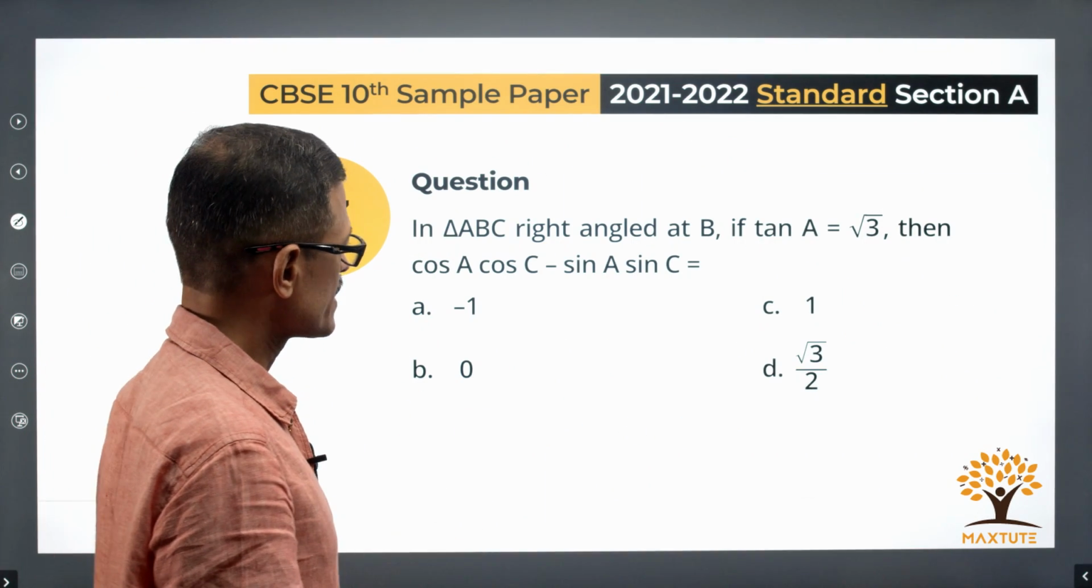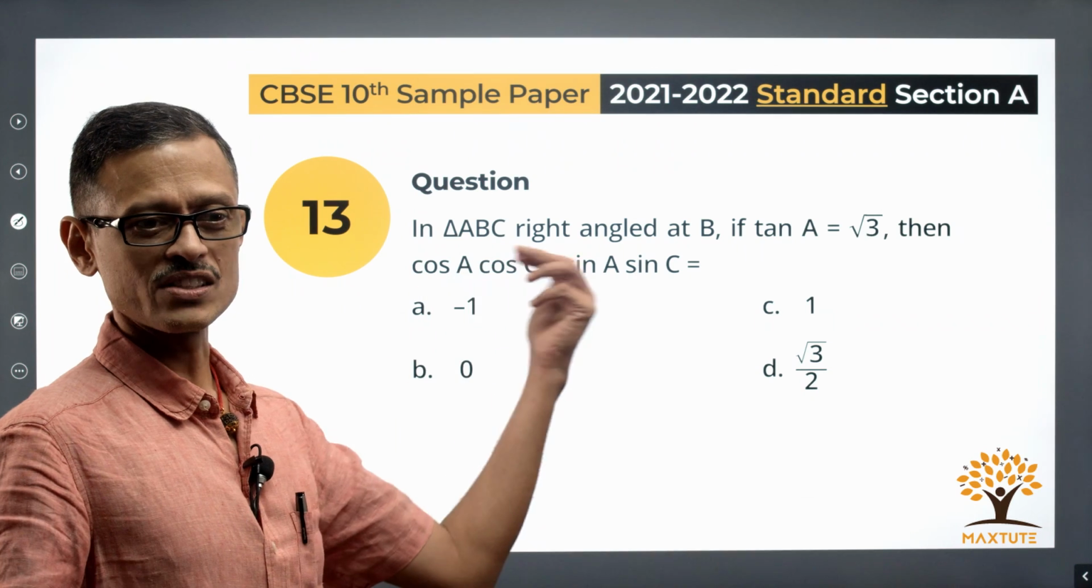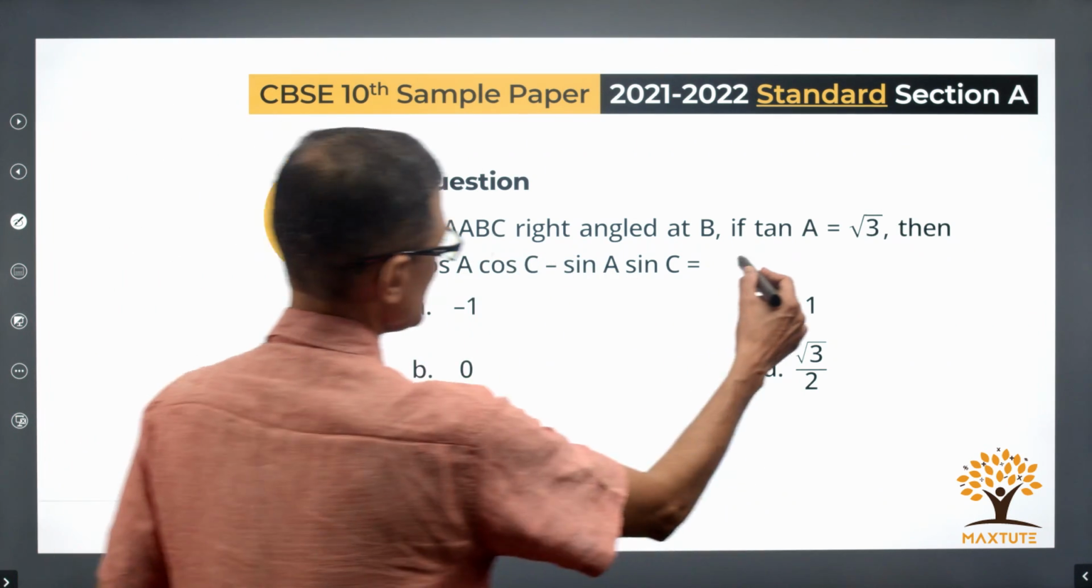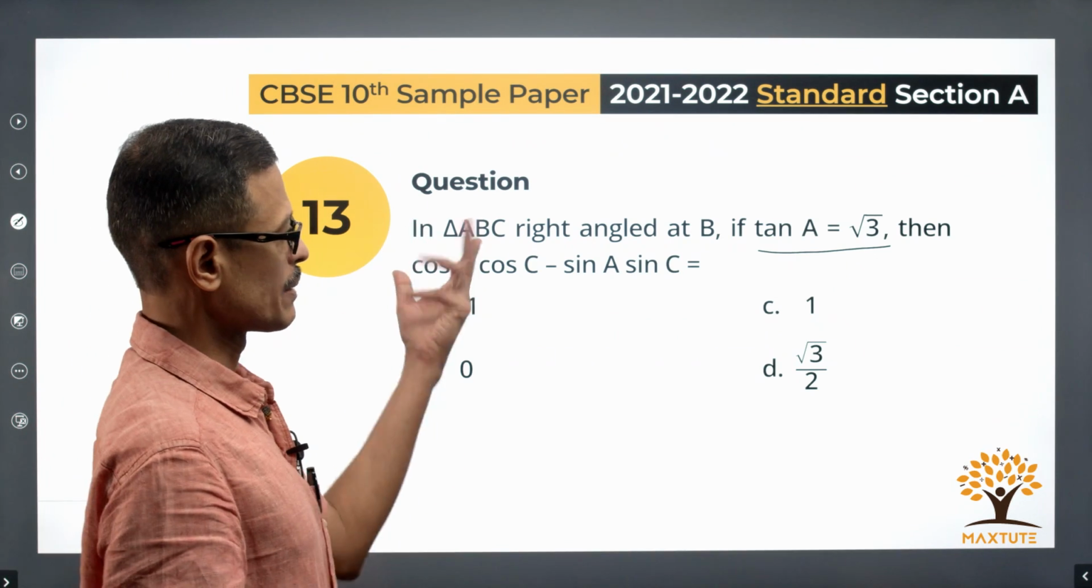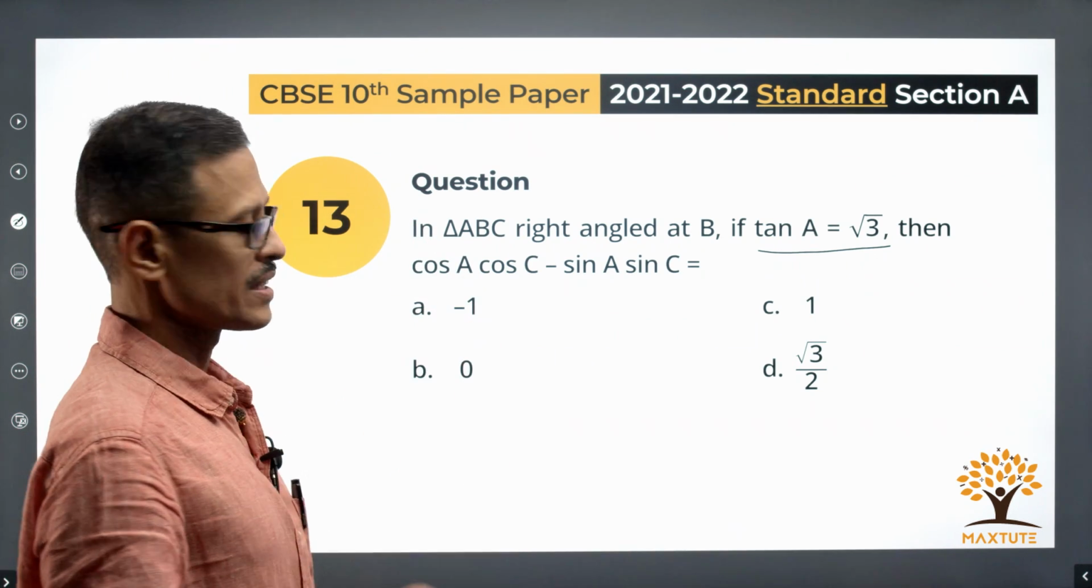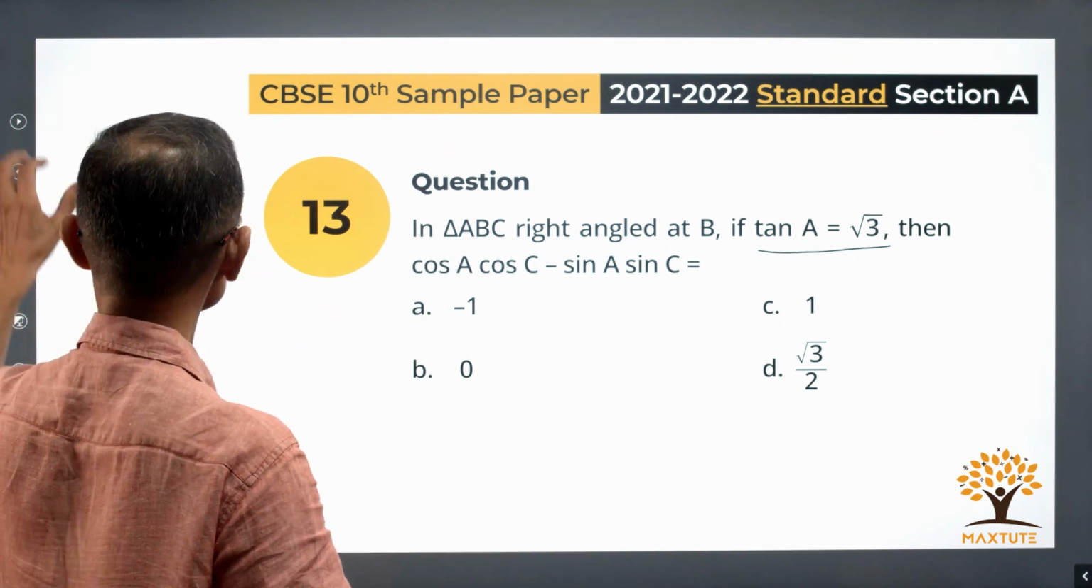In triangle ABC, right angled at B, we will draw this triangle in the next slide. Tan A is equal to root 3. Recall values of tan for specific angles, we should be able to solve this question. Then cos A cos C minus sin A sin C is equal to what, is what the question is.